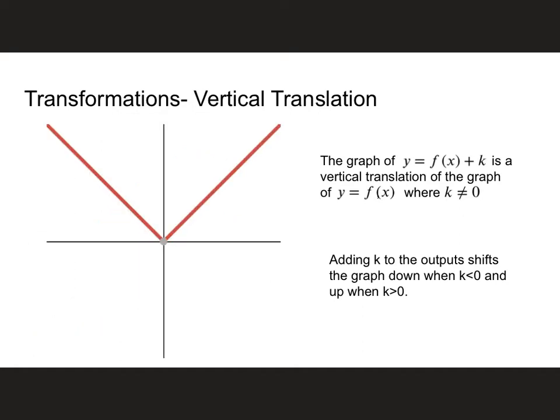The same happens when we're looking at absolute value graphs. Again, these points will move up when k is positive, or down when k is negative.